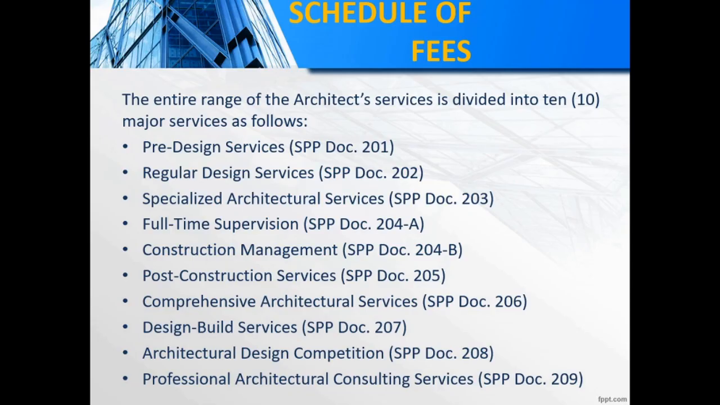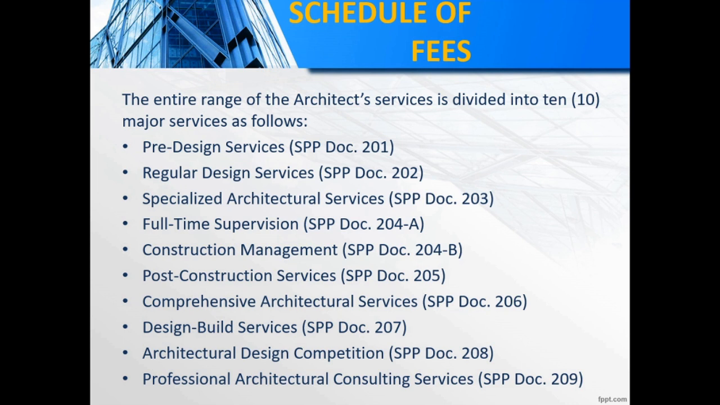So let us now take a look at the schedule of fees. So we have these 10 major services. Predesign is outlined in SPP document 201. Document 202 is regular design. Document 203 is specialized architectural services. Document 204A is full-time supervision. Document 204B is construction management. Document 205 is post-construction services.